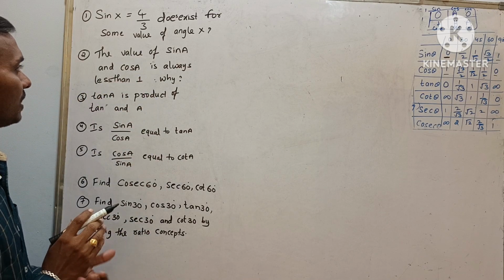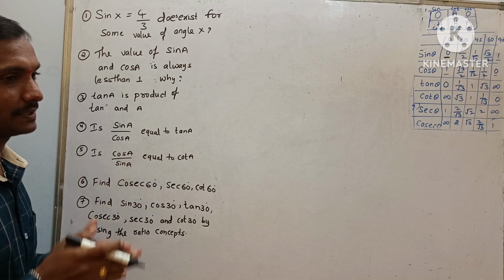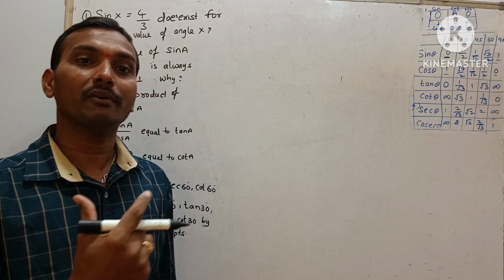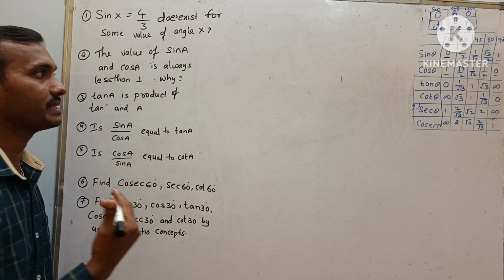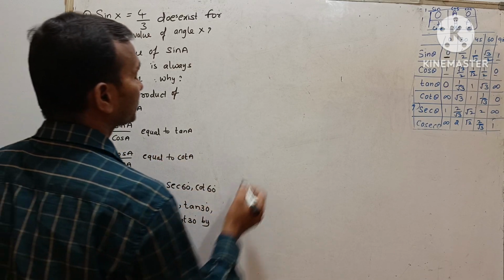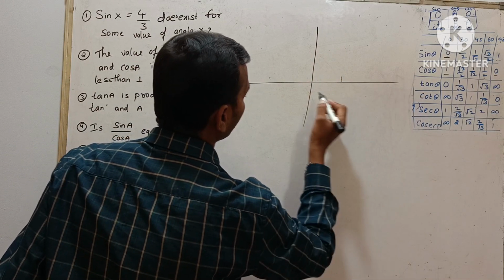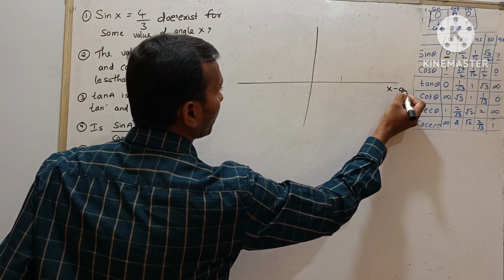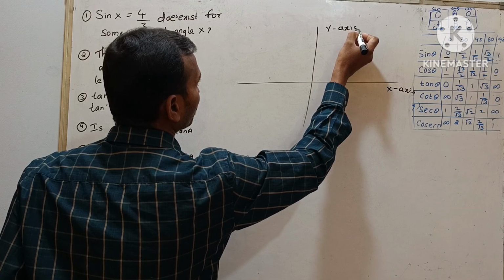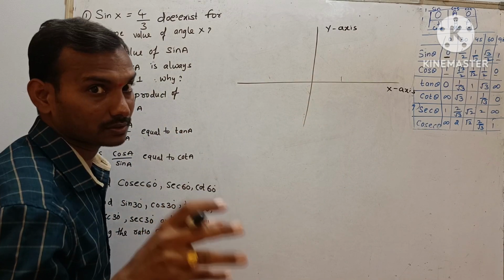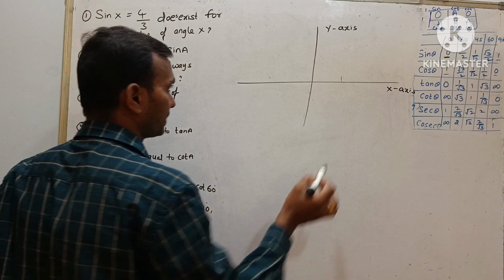The value of sine A and cos A is always less than 1. Why? So he was asking the question like this: why is the value of sine and cos always less than 1? To prove this, first you take two axes, one is the x-axis, another one is the y-axis. With the help of this, we are going to understand why the value of sine and cos is always less than 1. So draw a circle with 1 centimeter radius.